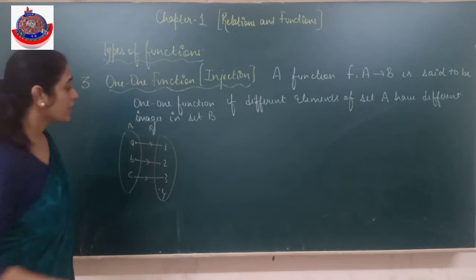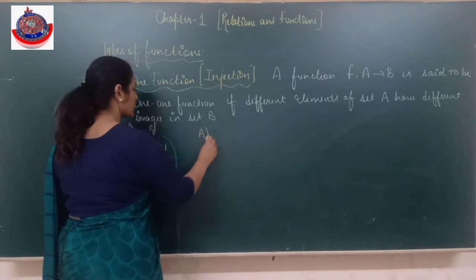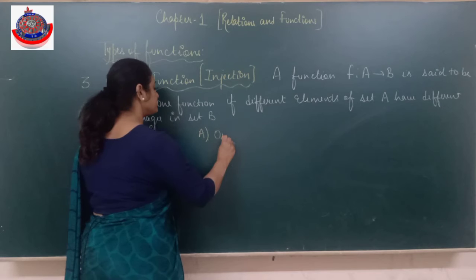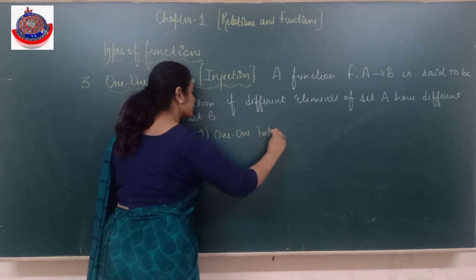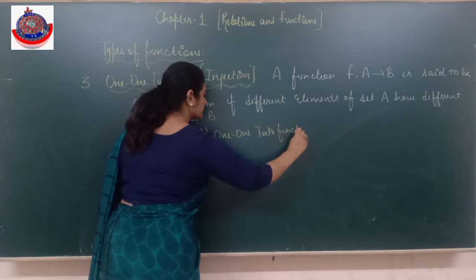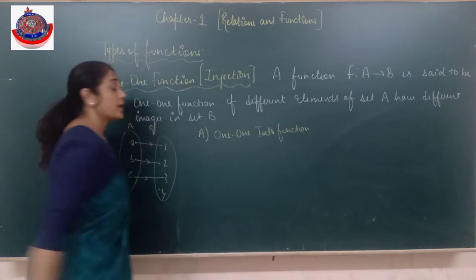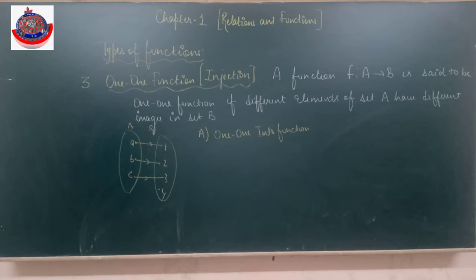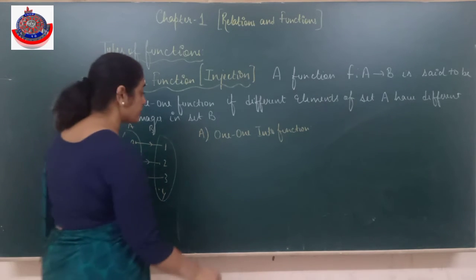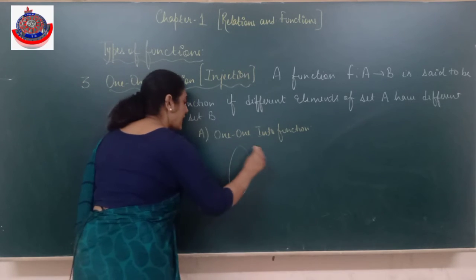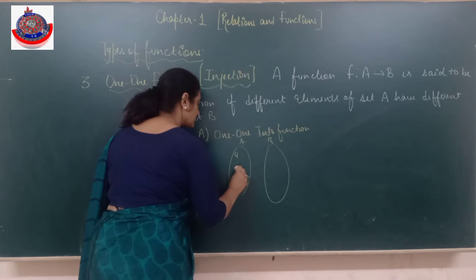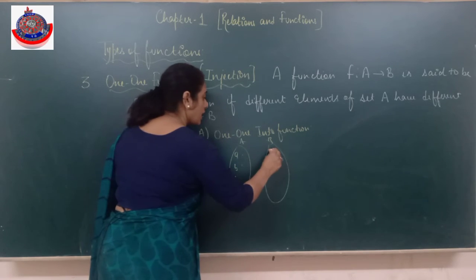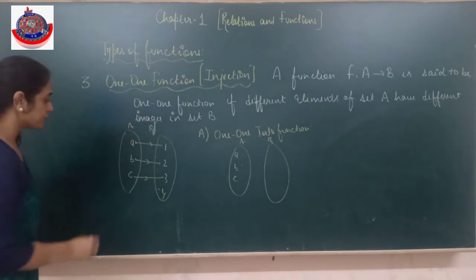Is it clear? Now it will have two parts. I say 1-1 into function. It is 1-1 and it is also an into function. Now the definition of an into function and the definition of a 1-1 function together: 1-1 and into. This is the 1-1 and into definition.